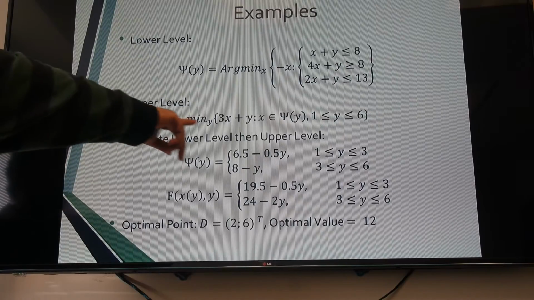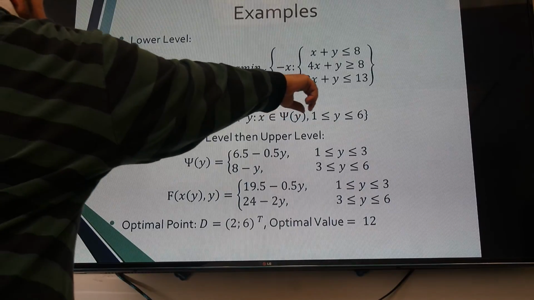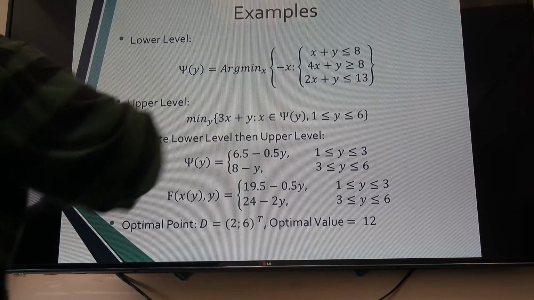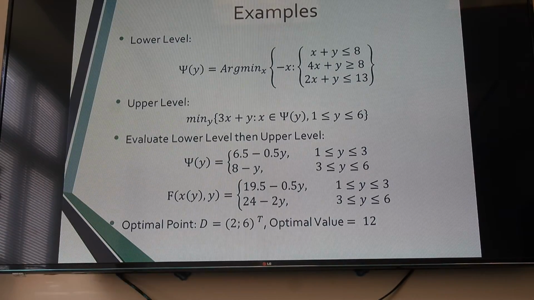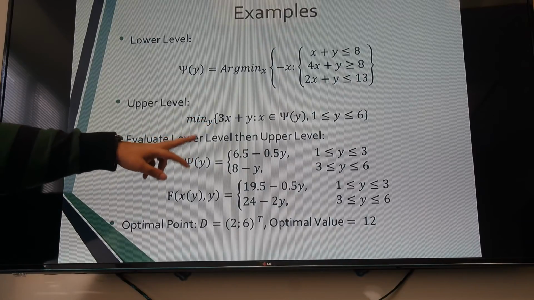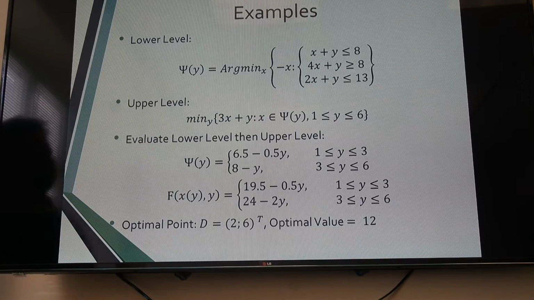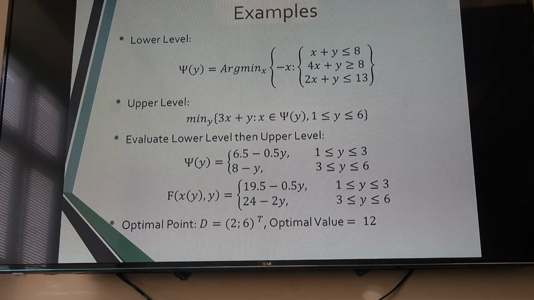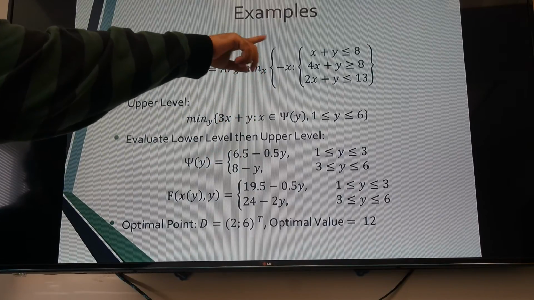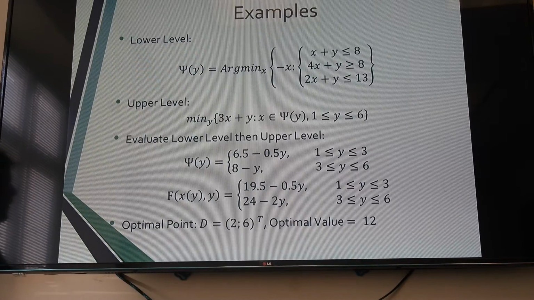So when y is between 1 and 3, the solution that we get for x is (13 minus y) divided by 2, so it's 6.5 minus 0.5y. This is the optimal solution for x, for any y between 1 and 3. When y is between 3 and 6, we see that this is the most crucial constraint to satisfy. Once we satisfy that, the others are satisfied. So the value of x is equal to 8 minus y. For any value of y, we plug it there, we find the optimal x.